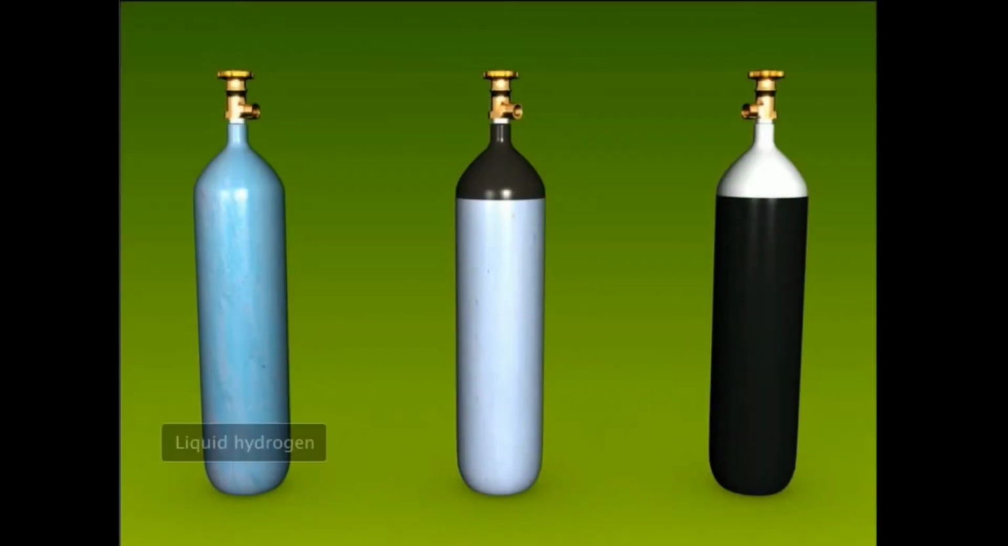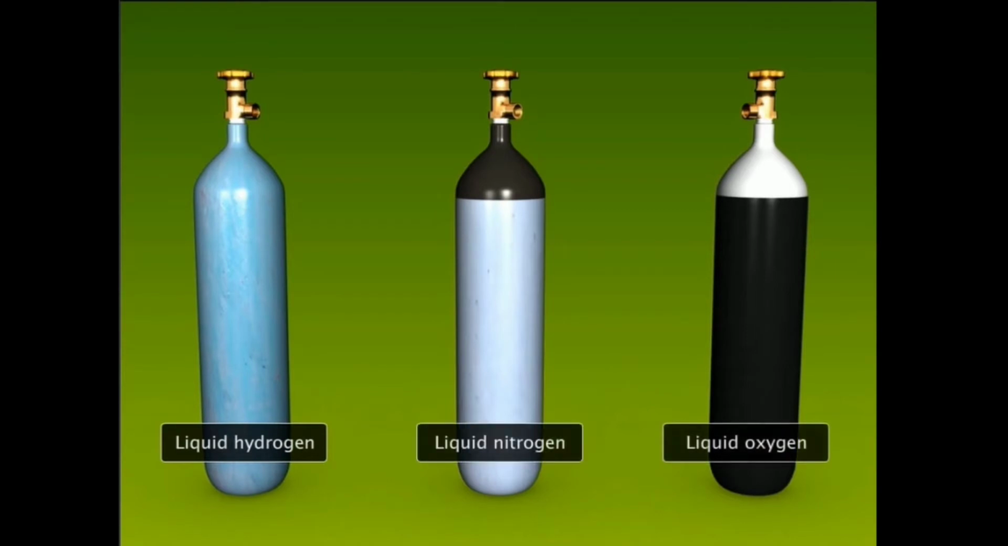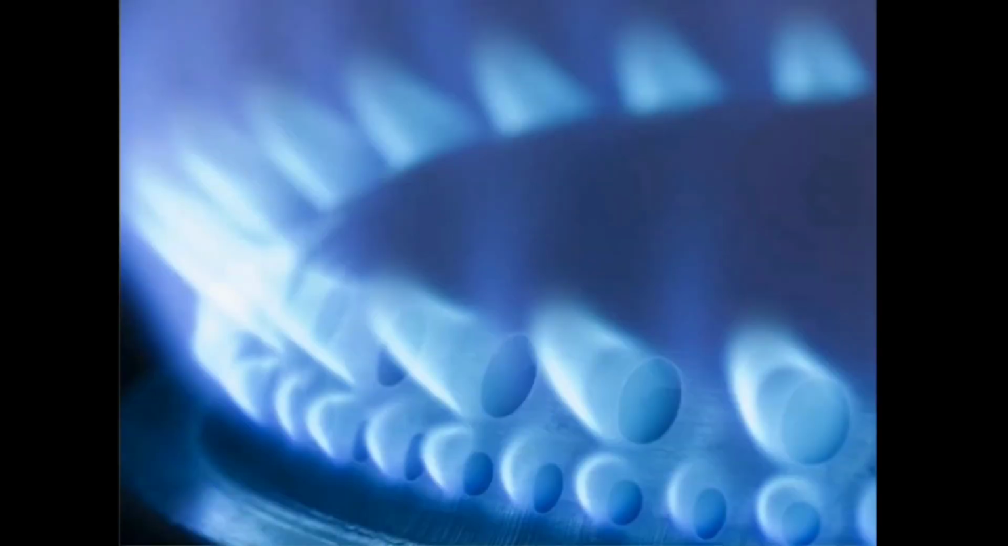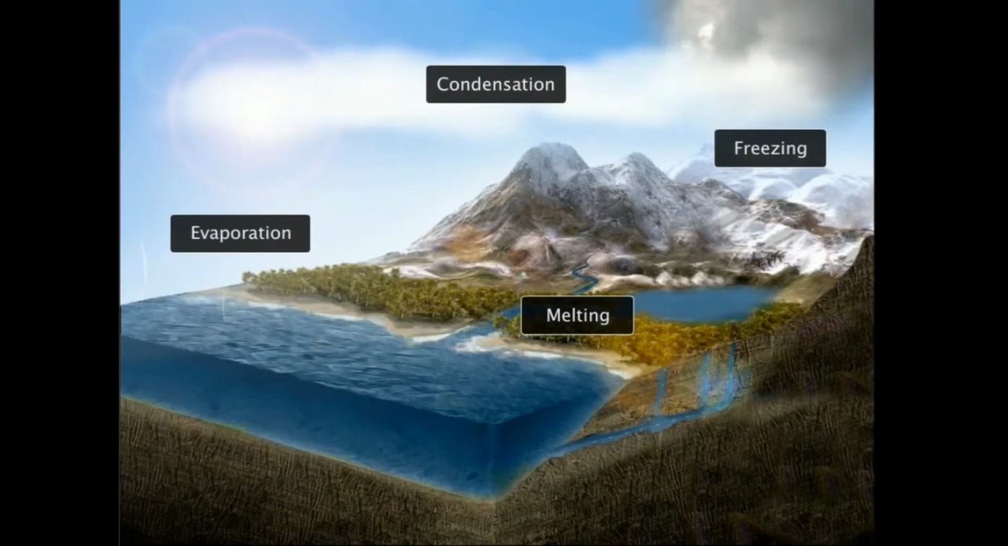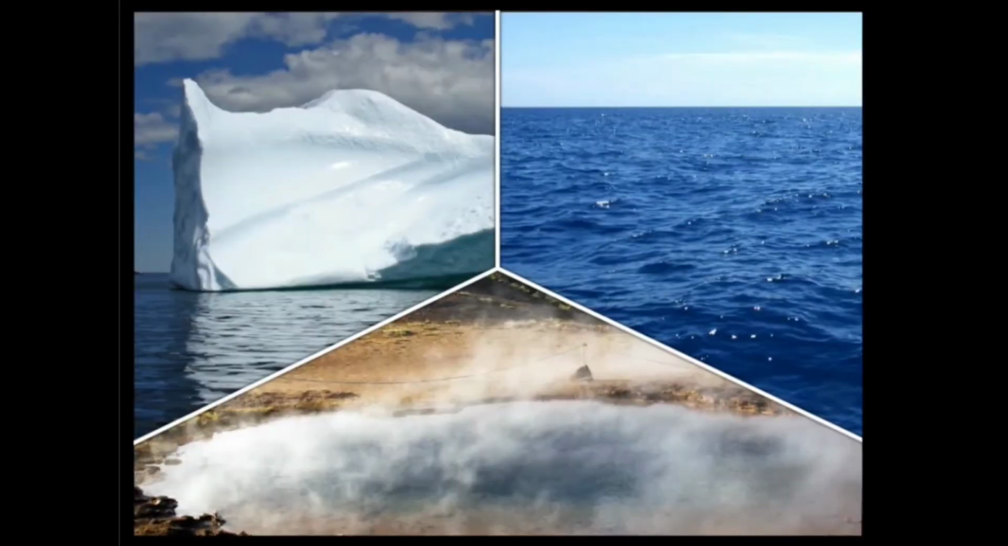Many elements such as hydrogen, oxygen, and nitrogen exist in the gaseous state at atmospheric pressure and normal temperatures. These can be liquefied by the application of sufficient pressure. Natural gas cylinders contain gases which are converted to the liquid state under high pressure. As water changes its physical state, it still consists of the same molecules.